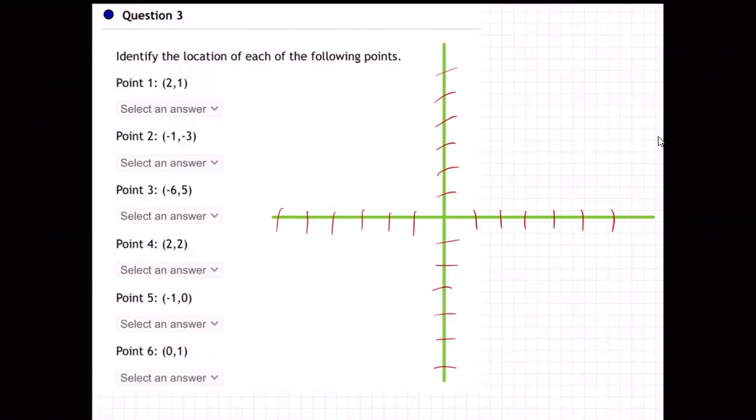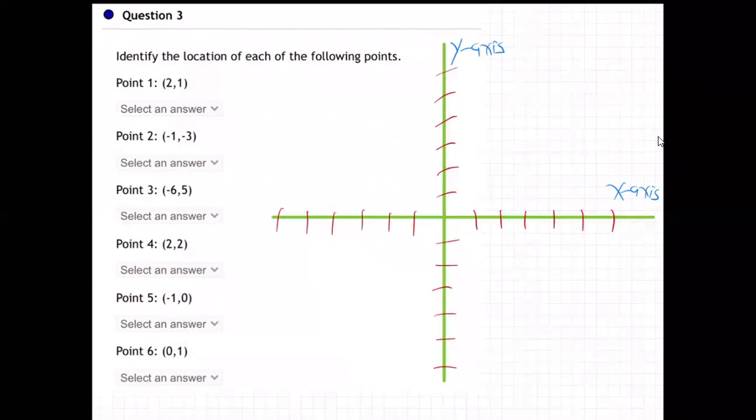So I'm going to plot some points. Now, I don't know if you're familiar. This is called the x-axis right here, and this is called the y-axis. So the sideways grid line is the x-axis. The vertical grid line is the y-axis.